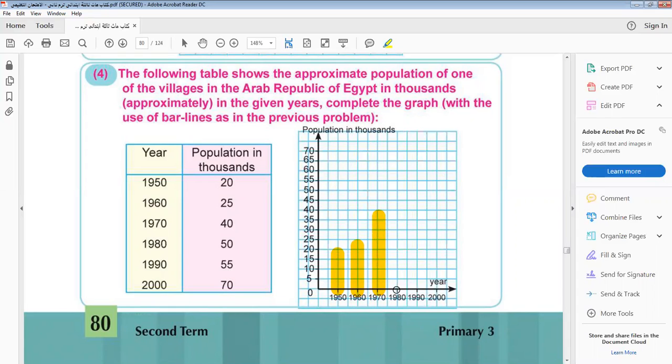In 1980 they are 50. 5, 10, 15, 20, 25, 30, 35, 40, 45, 50. In 1990 they are 55 like that. 20, 25, 30, 35, 40, 45, and 50 like that.